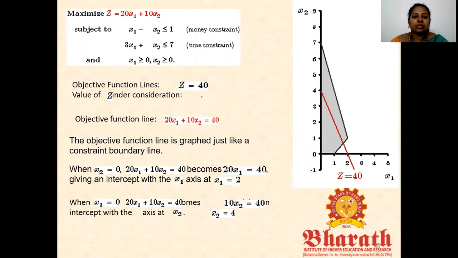After getting that point, we select one more point, x1 equal to 2 and x2 equal to 4. We have to search that point also. If we put these 2 values, 2 into 20 is 40 plus 10 into 4 is again 40. 40 plus 40 is 80. We have to search that value also.